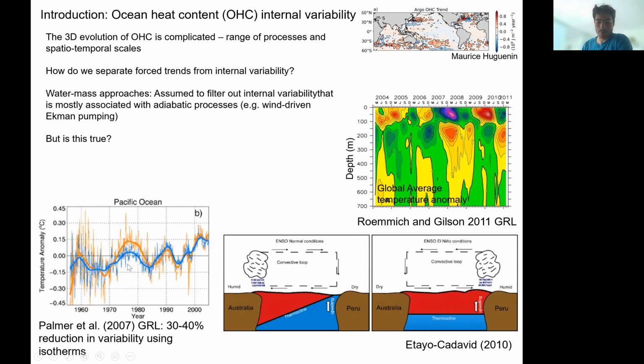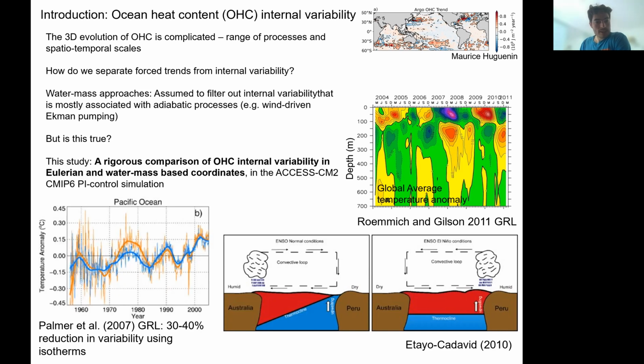So what we're going to do in this study is look at this idea in a climate model. We're going to use the ACCESS-CM2 CMIP6 pre-industrial control simulation. We're going to do a really rigorous comparison between three different coordinates: a depth coordinate, a temperature-based water mass coordinate, and also latitude coordinates. As opposed to Matt here, we're going to look across all possible temperature and depth and latitude isotherms, I guess, or depth surfaces.